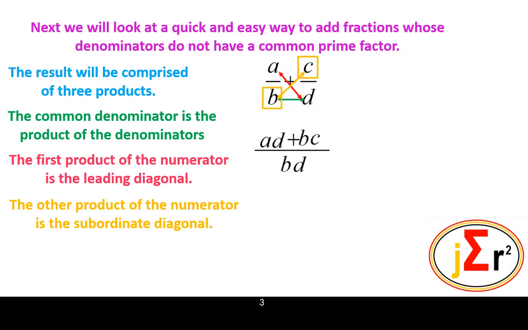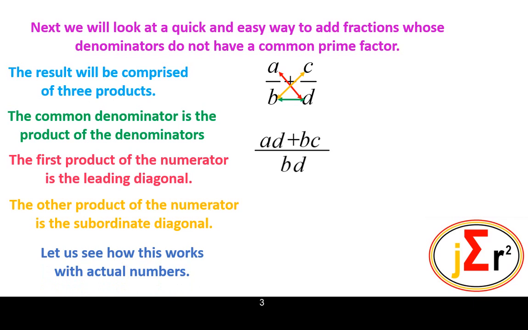3 products. The first one, product of the denominators. Second, leading diagonal. Third, subordinate diagonal. And those are the 3 products that are used, or may be used, in adding fractions very quickly when the denominators do not have a common prime factor. So let us see how that works.